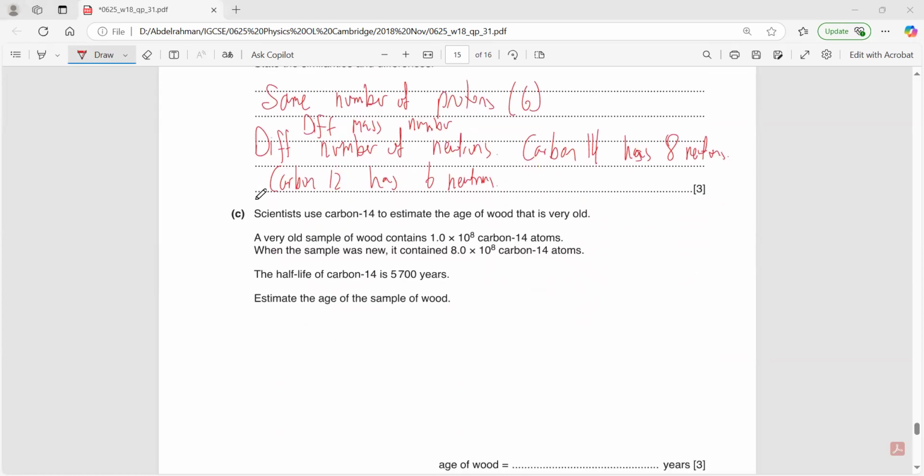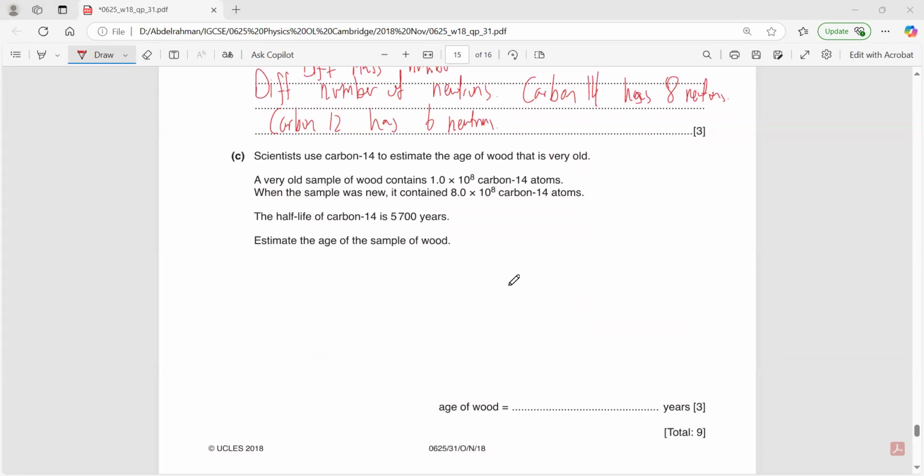Scientists use carbon-14 to estimate the age of wood that is very old. A very old sample of wood contains 1 times 10 to the power of 8. If you have a new sample, it contains 8 times 10 to the power of 8. The half-life of carbon-14 is 5,700 years. Estimate the age of the wood.